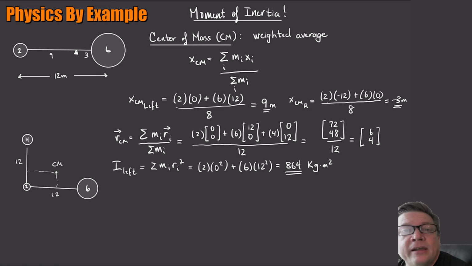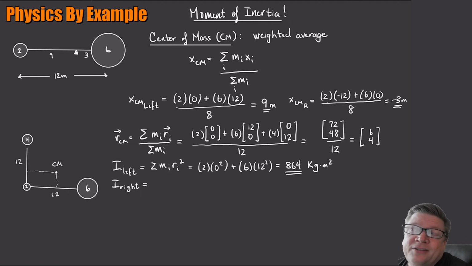Now, here's why we say the axis that you choose is important. What if I do the moment of inertia about the right? It's the same object, but now we're going to choose to spin it about the right-hand side. So now it's the 2 kilogram mass that's going to whirl around. We're going to pin the 6 kilogram mass. So now we're going to compute the moment of inertia, and we're going to get a different number.